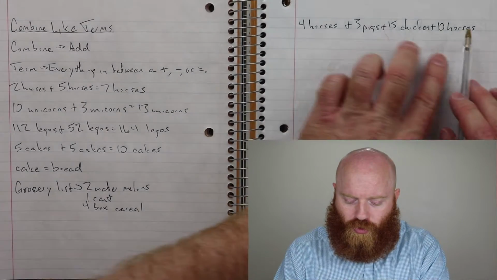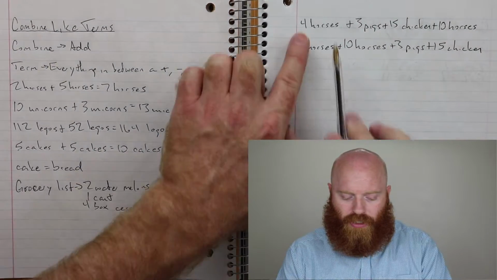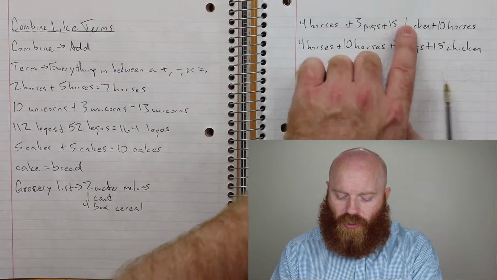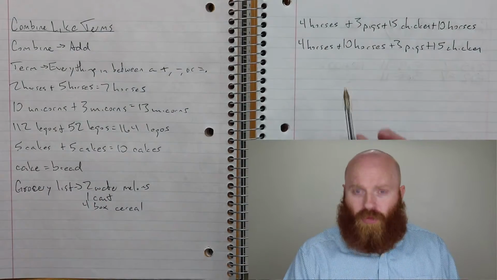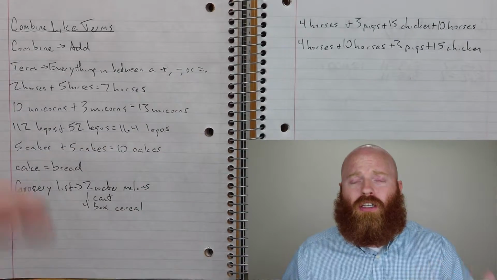Okay, what I'm going to do is switch the 10 horses over here. All I did is keep the 4 horses where they are and put the 10 horses over here, and then 3 pigs here and 15 chickens here. I got the same stuff in my little barnyard, it's just in a different order, because of the commutative property of addition.